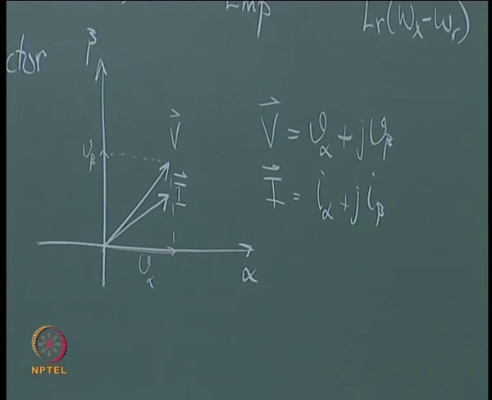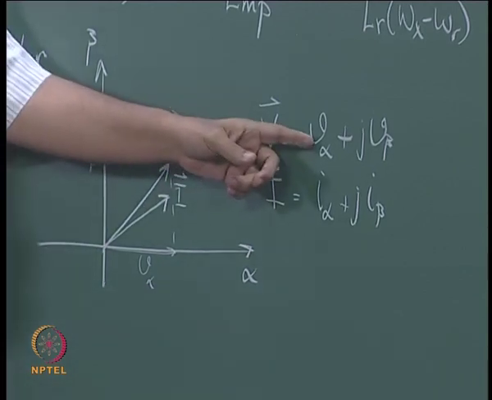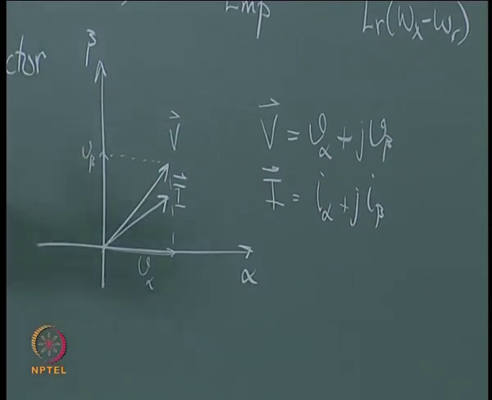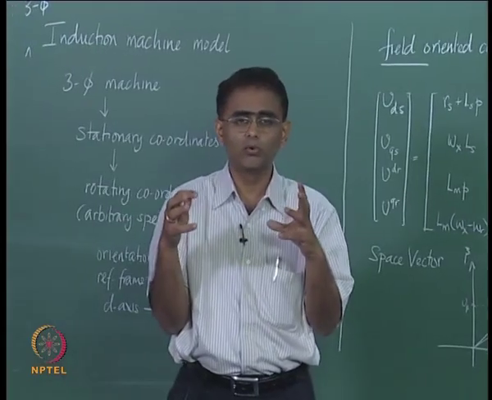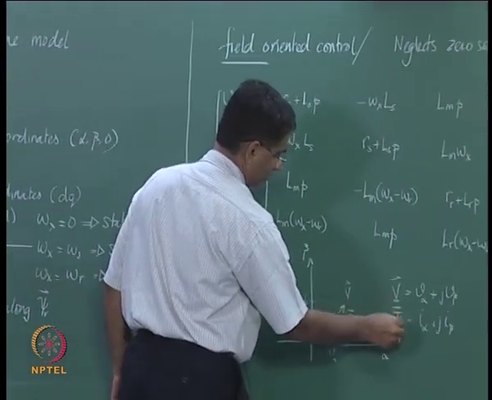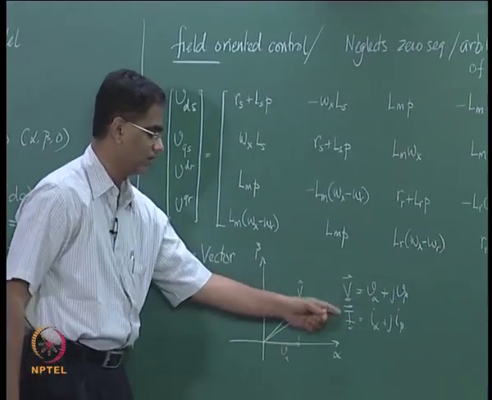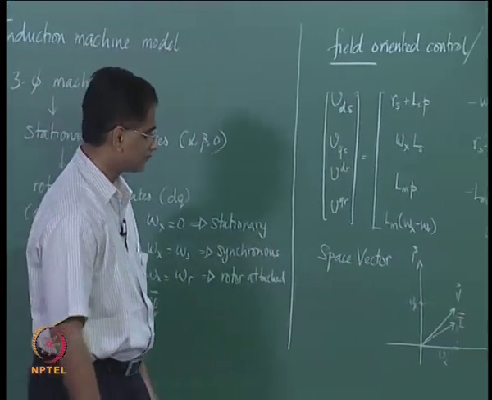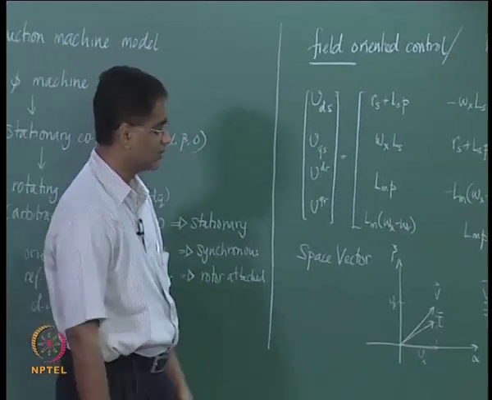So, instead of now representing 4 terms V alpha, V beta, I alpha and I beta individually, one can combine them into a more concise notation, that is the space vector notation, as space vector of V and space vector of I. In the induction machine, one can define similar space vectors.